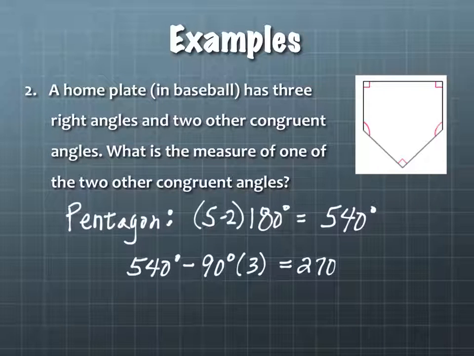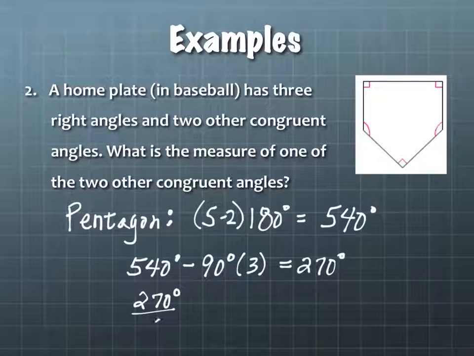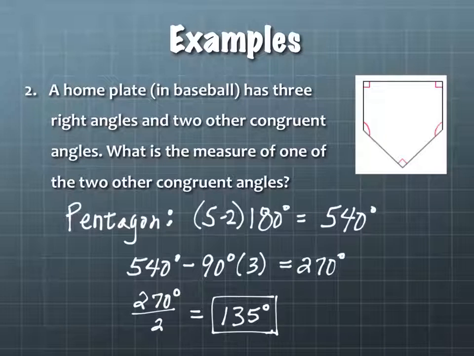270. Good. Now what? Don't put divide by 2 right here, right? Because that would make this equal signs not equal. This is like step 3. We're taking 270 and we're going to divide it by 2. 135. So the angles that are the non-90 degree angles here are each 135 degrees. Is that all right?